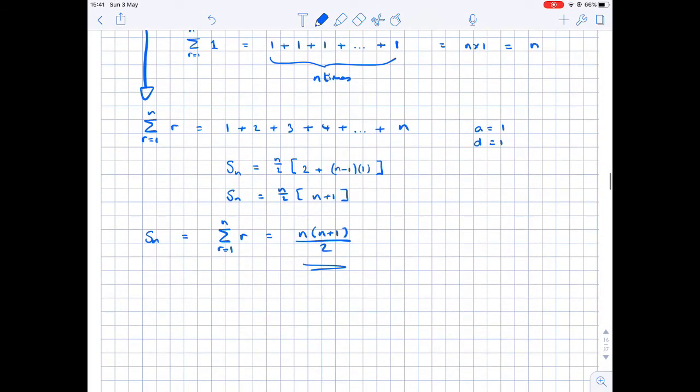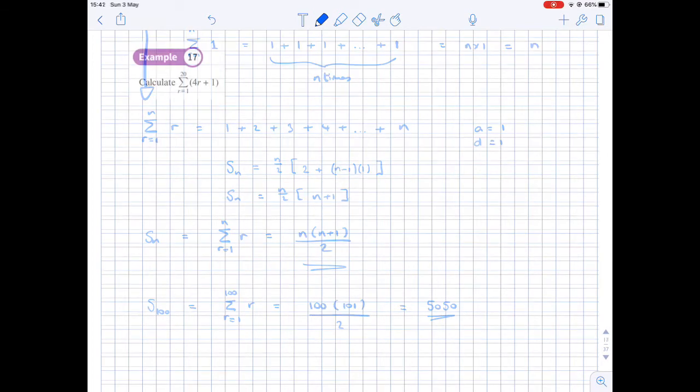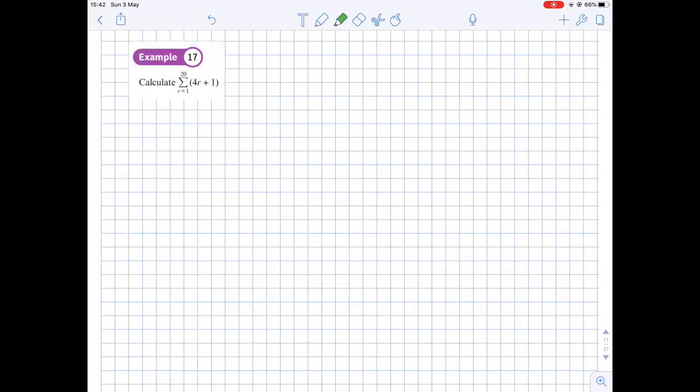So to give an example of that, if we want the sum of the first 100 terms, in sigma notation, that would be from r equals 1 to 100 of r. Well, we could just apply the formula here. So it is 100 times 101 divided by 2, which gives a total of 5050.